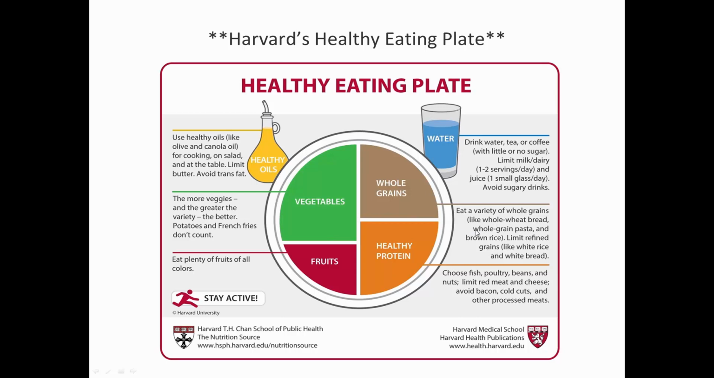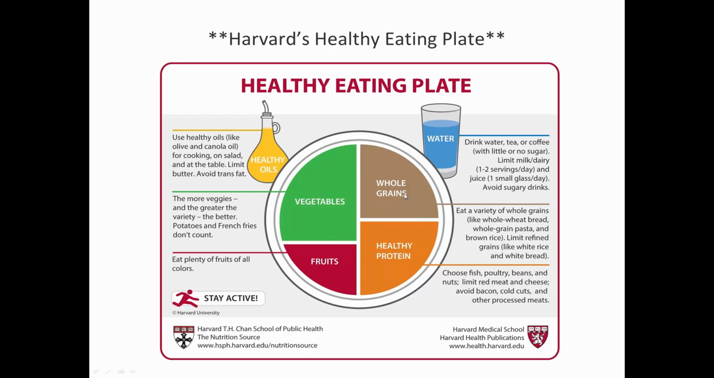So picture your plate in front of you. About a quarter of the plate should be some sort of healthy protein. And they give you the best choices: fish, poultry, beans, nuts. Red meat, yes, but limited, so not every single day of the week. Cheese, yes, but again, limited. And only occasionally have processed meats, and that's because of that nitrite preservative that's contained in those particular meats.